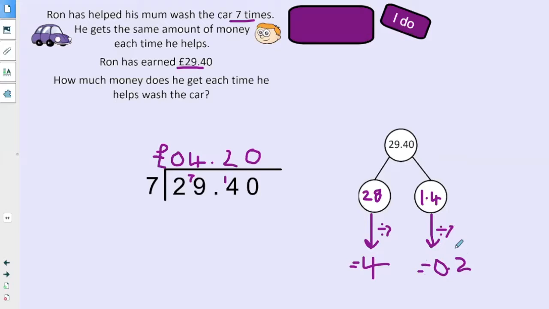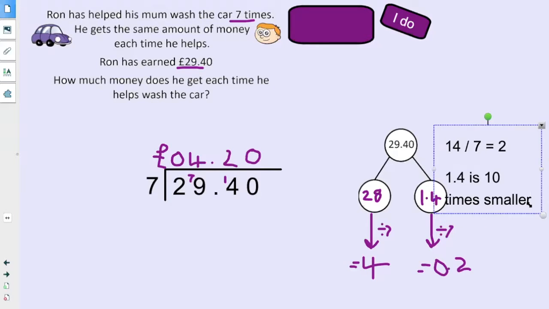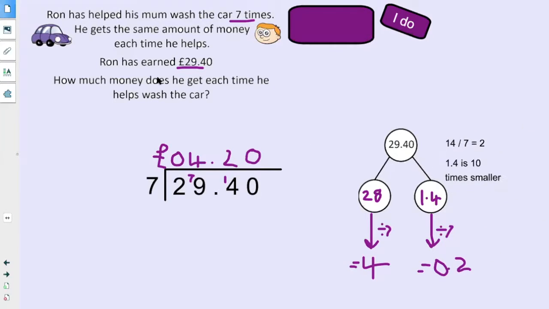How did I get this answer? Well, I thought, and I might type this because it's quicker, 14 divided by 7 equals 2. And so 1.4 is 10 times smaller. And so the answer is 0.2.